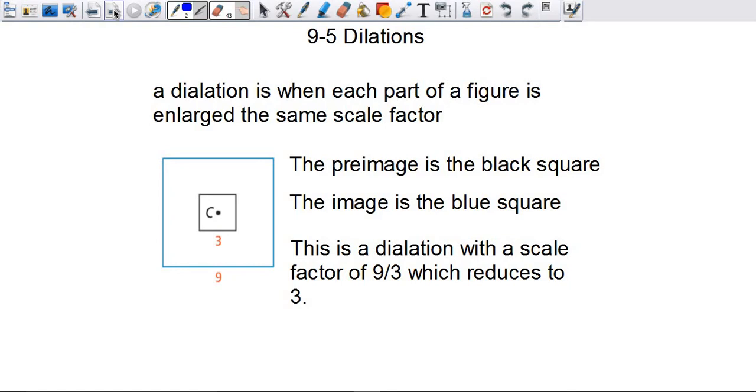You notice that this side length here is 3 and this side length is 9. So you should know that they multiplied the side by 3 to get it, so they have a scale factor of 3. And you could do that simply by taking the 9 over 3. We reduce that and we get 3, so the scale factor is 3, which means they multiply each side by 3.